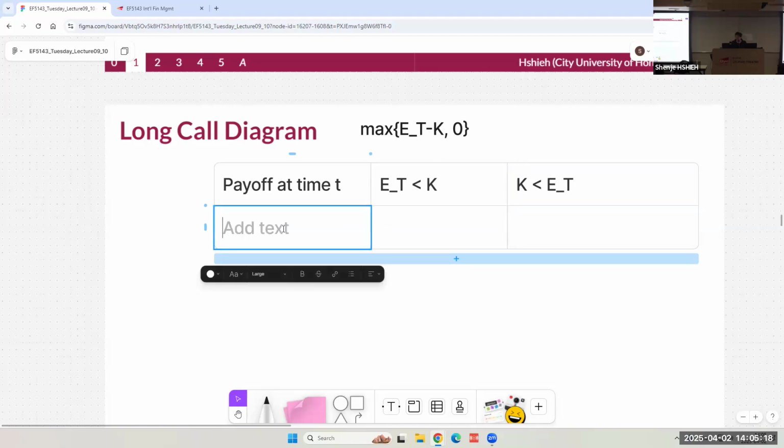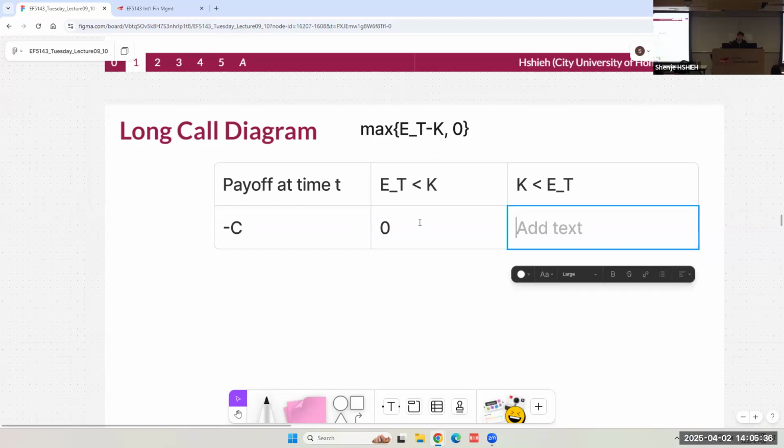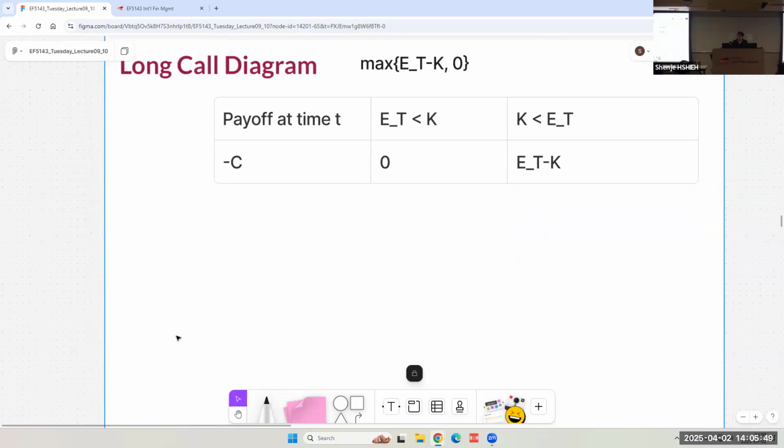Okay, so payoff at time T is minus C, right? Because I have to pay for it. If the underlying asset is below K, I will not exercise, so the max function spits out a zero. When the underlying asset price exceeds K, I will exercise and I will get a payoff of E_T minus K, which is positive. I can plot this.